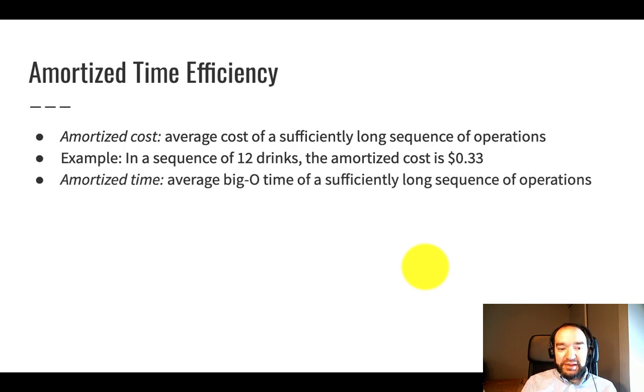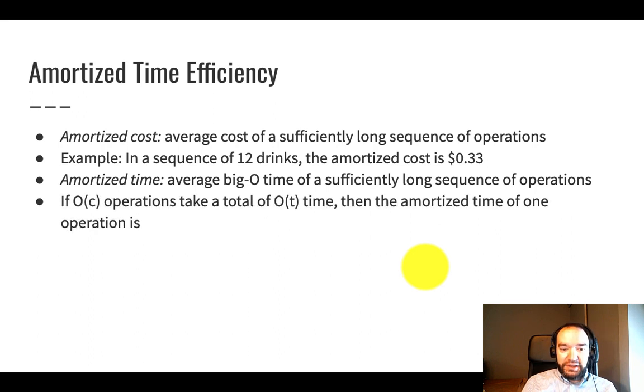Amortized time is the average big O time of a sufficiently long sequence of operations, enough operations to go through the whole cycle of whatever we're dealing with. In general, if big O of C operations take a total of big O of T time, then the amortized time of one of them is big O of T divided by C. It's the same unit price calculation as before. I'm saying C for count, the number of operations, and T for time.